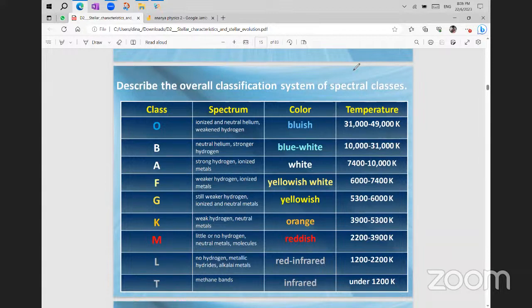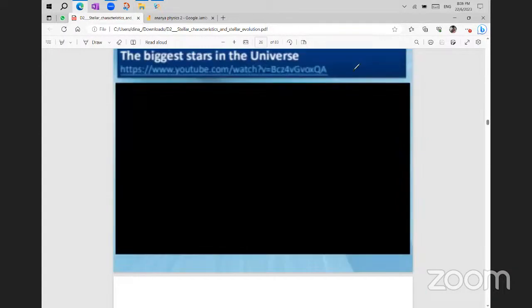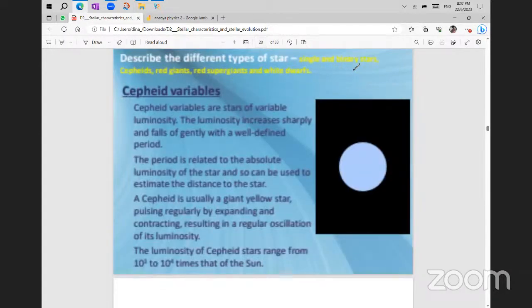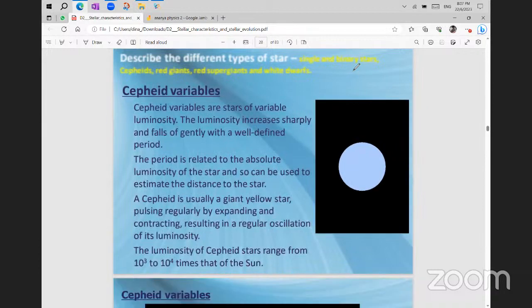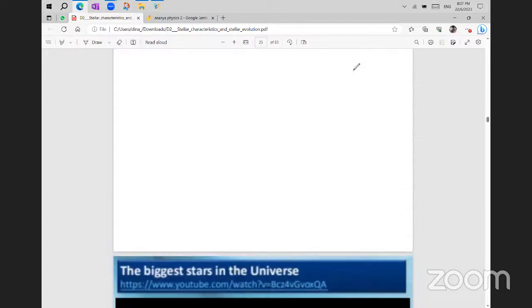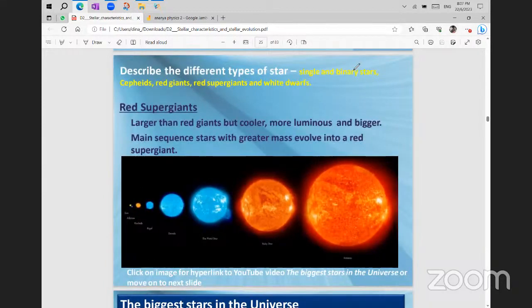Okay, let's go back to that slide. Red giant, where are you? Is it here? Okay, so there's the red giant. A red giant is smaller than a red supergiant. The point is there are so many big stars there.